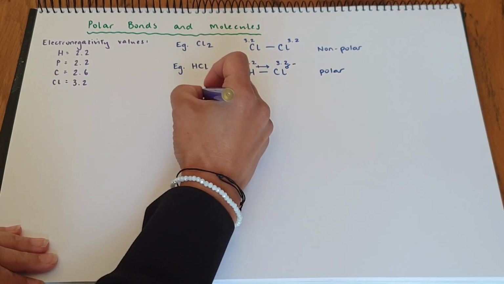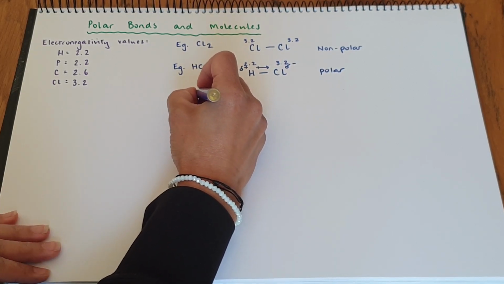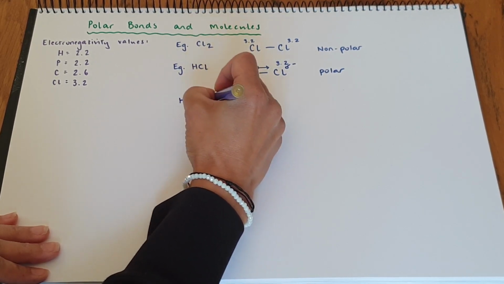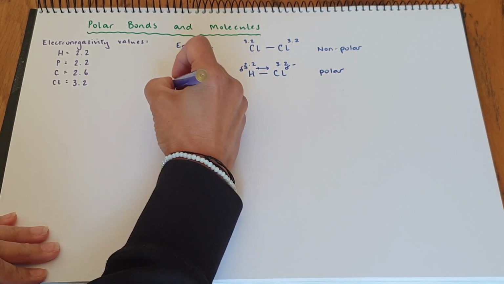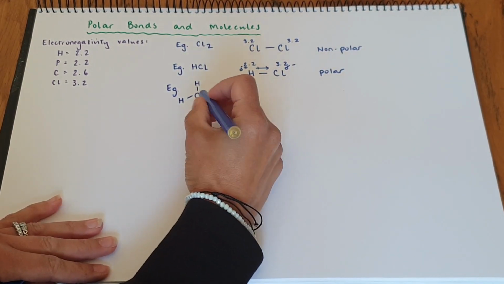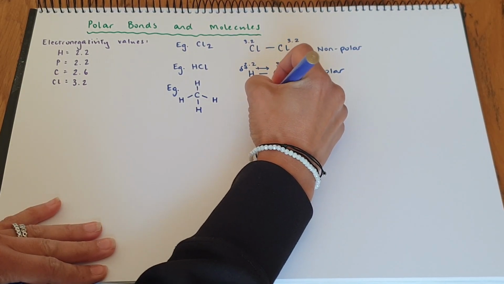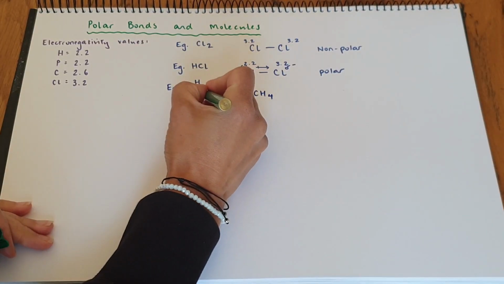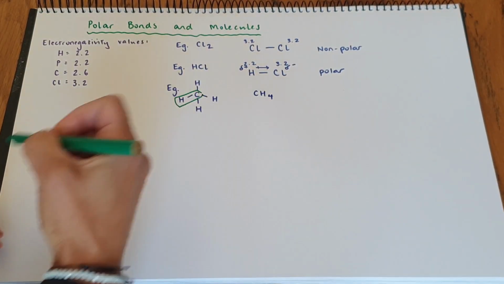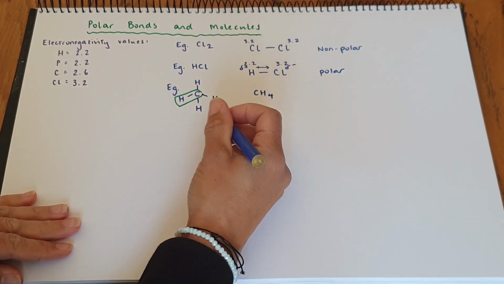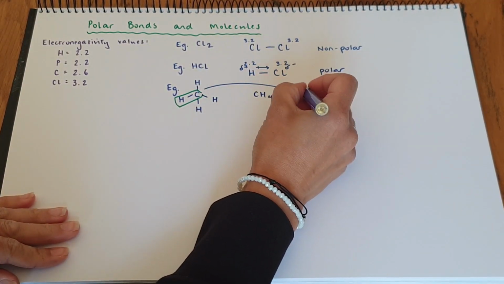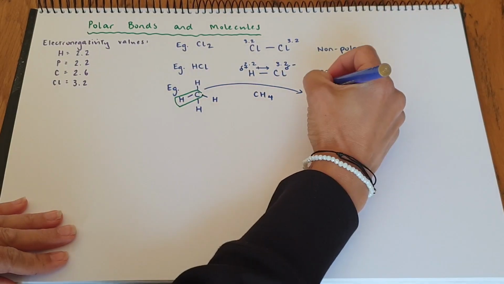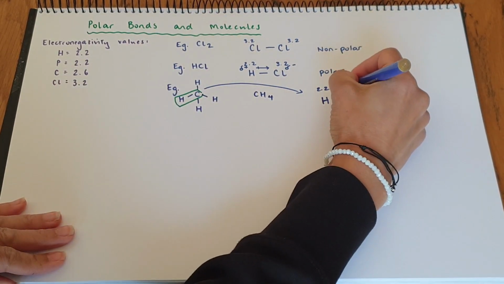Let's look at another example where we've got something a bit more exciting. We've got a few things to look at here. Sorry, this is our CH4. The reason I want to look at this is because we can examine a bond and then compare it to the molecule. So let me pull that out. For this particular bond, let's get our electronegativity values: hydrogen is 2.2 and carbon is 2.6.